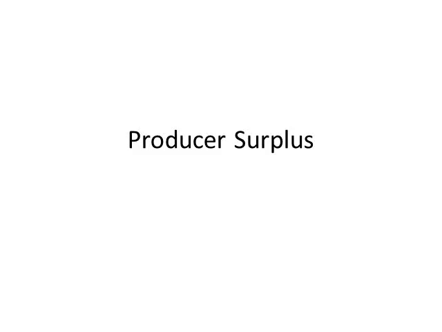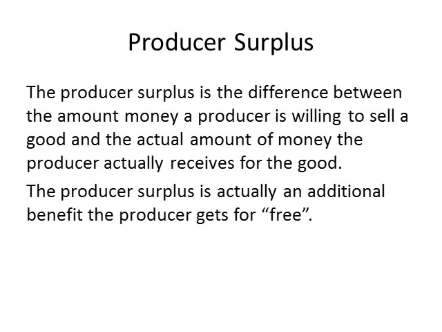In a previous video, we looked at something called the consumer surplus, which is the additional benefit a consumer receives from purchasing a product at a given price. In this video, we will look at the producer surplus, the additional benefit that a producer receives from selling a good at a particular price. The producer surplus is the difference between the amount of money a producer is willing to sell a good for and the actual amount of money that the producer receives. The producer surplus is actually an additional benefit that the producer gets for free.